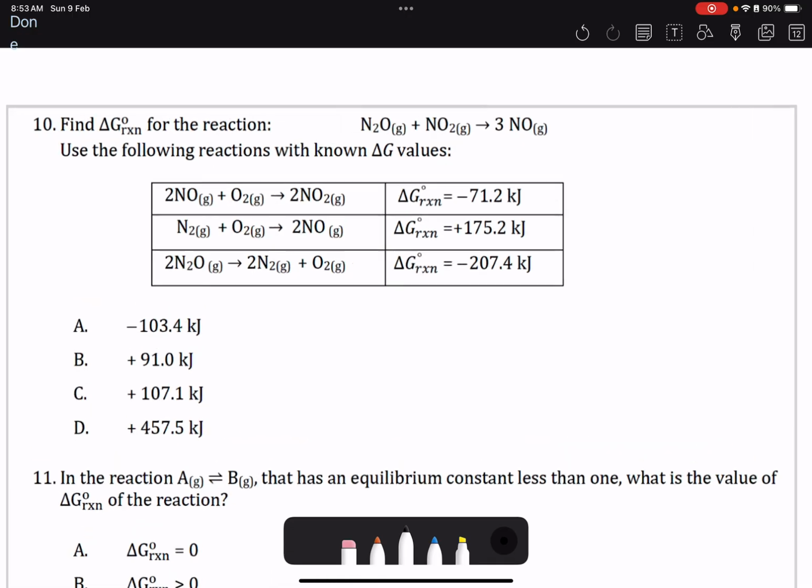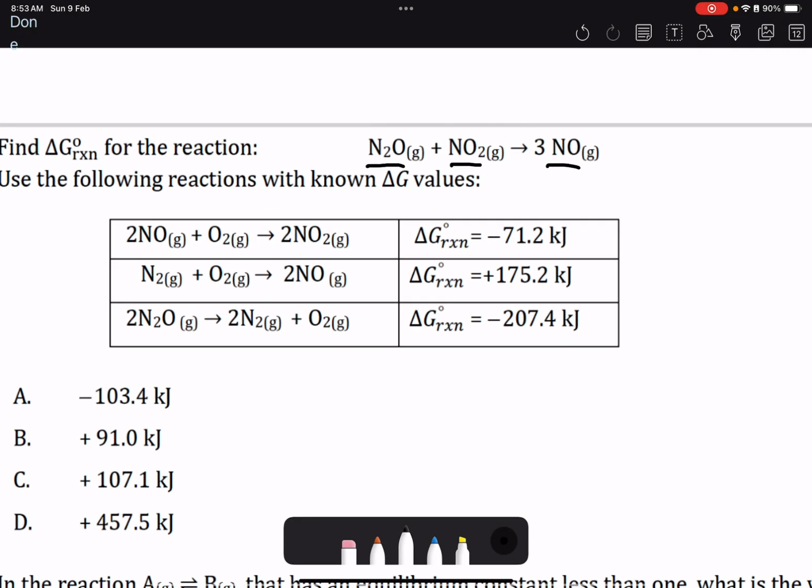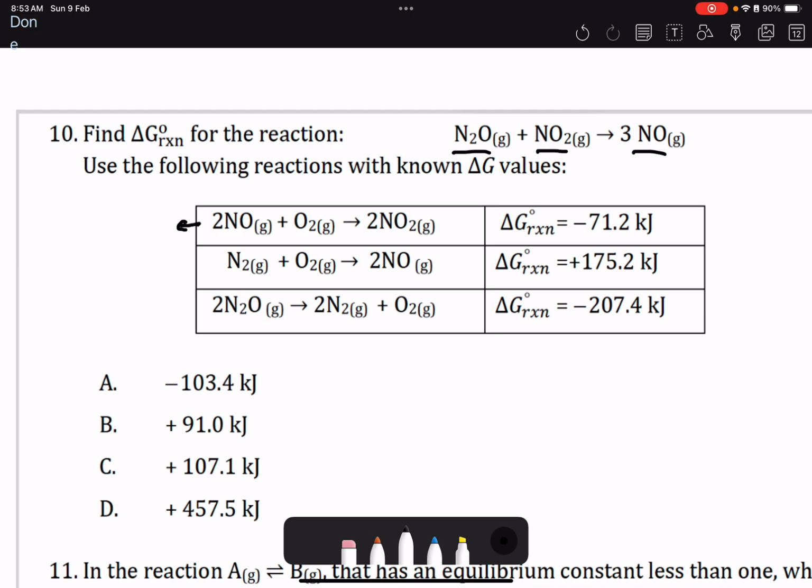Another question: calculate the delta G of this reaction by using the 3 given equations, equation A, equation B, and C. So let's first find each one. N2O, I can find it over here. I have it in the reactant side, but I need to get rid of this 2 next to it. So I decide that equation C is to be divided by 2.